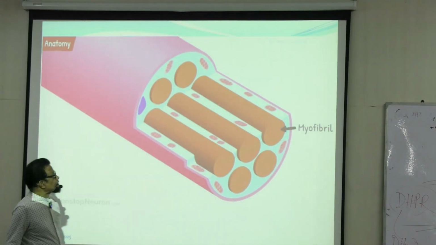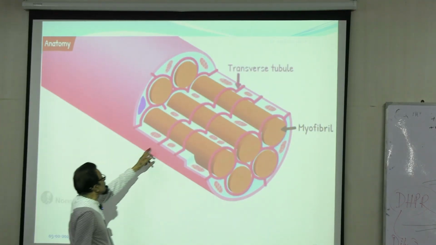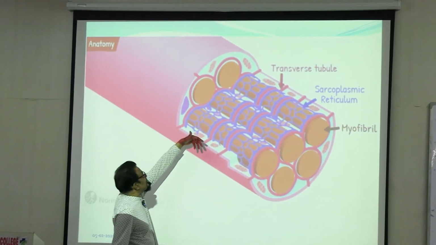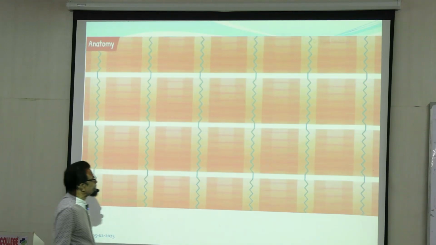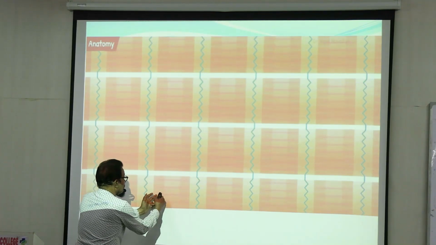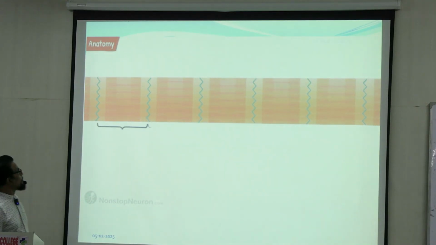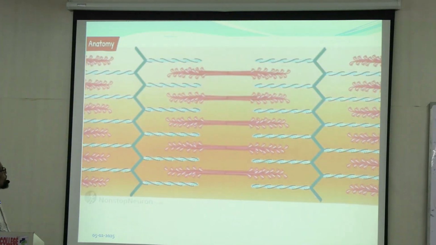Sarcoplasm contains myofibrils, T-tubules, and the sarcoplasmic reticulum. Myofibrils are cylindrical and arranged in lines, with myosin and these are the actins. A myofibril is a chain of regularly repeating units called sarcomeres. Sarcomeres contain thin filaments and thick filaments.